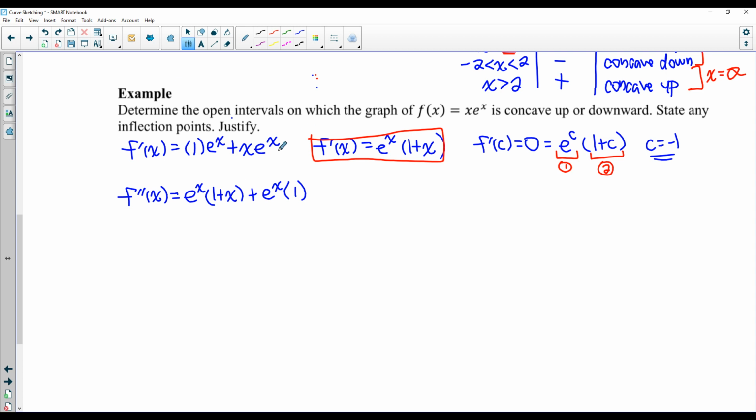So what I'll do here is pull out a common e to the power of x, and that would leave me in brackets, if I pull e to the x out from the first set, 1 plus x. Pull e to the x out from the second portion, you'd have plus 1. Therefore, my second derivative, f double prime of x, would be equal to e to the power of x, and then x plus 2.